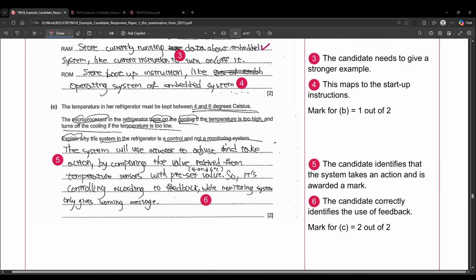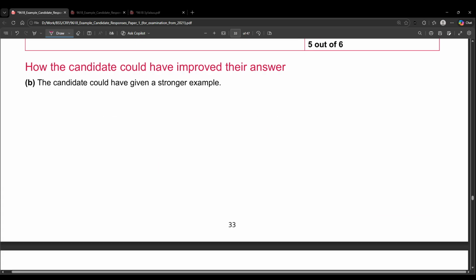Then in part C, they're asking how the system in the refrigerator is a control and monitoring system, and you have to read the context as well. So they got full marks for this. Now they've used the word actuator. Then they've used the words preset values, temperature sensor, and feedback. So all the right keywords are there, so they get full marks.